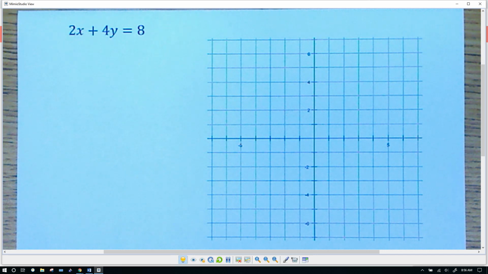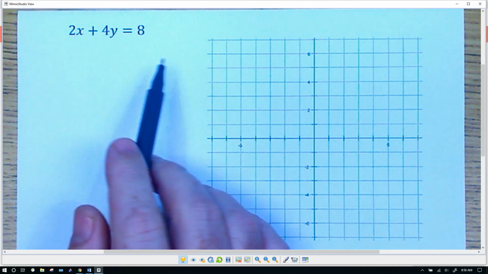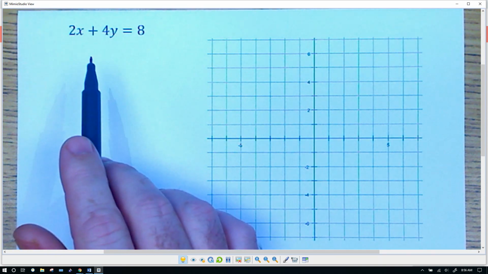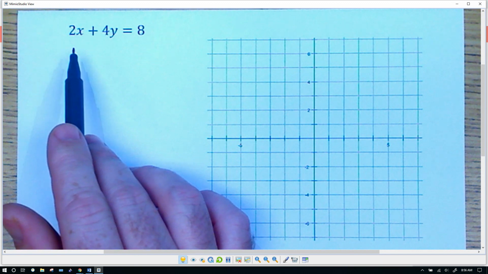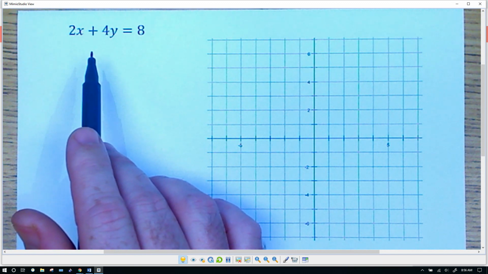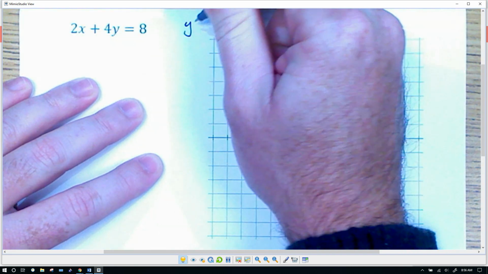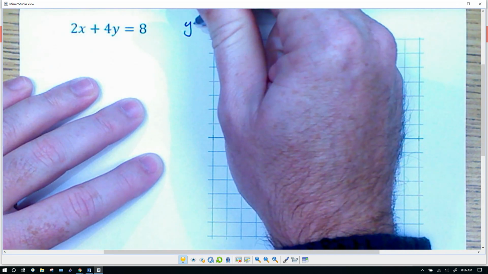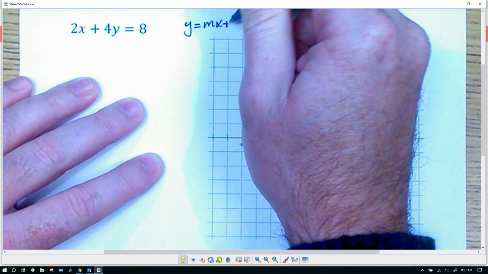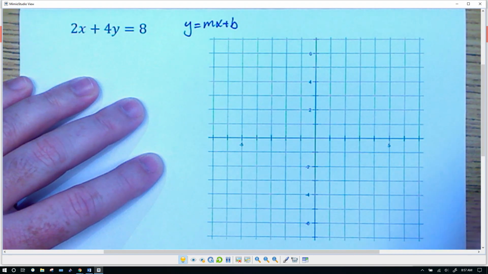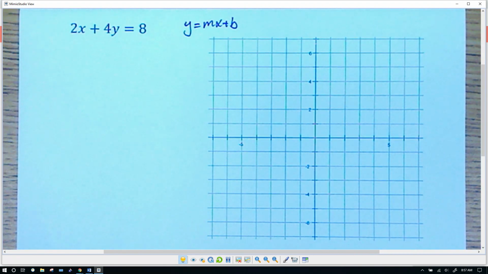Today we're graphing linear equations again, and this time we have an equation that's written in standard form. Standard form just means your x and your y are on the same side. We've been graphing in slope-intercept form, and that form is, in my opinion, the best way to graph. That's y equals mx plus b. It's what we're used to seeing. There is a way you can graph in standard form.